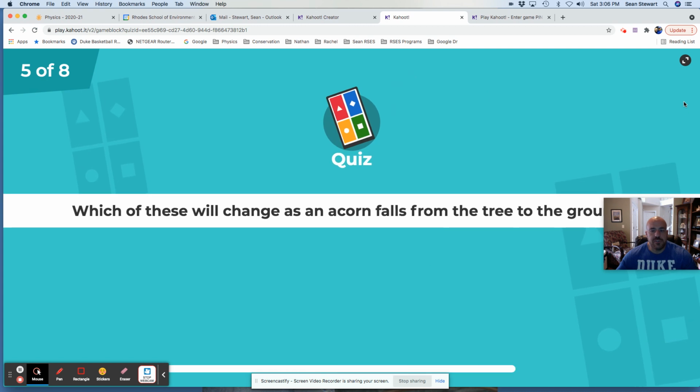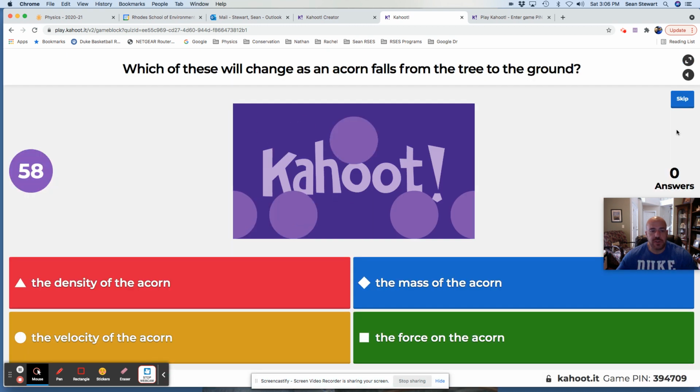Which of these will change as an acorn falls from the tree to the ground? What changes in that situation? Press pause. All right, density is kind of how much stuff is inside the acorn. That's not going to change. Mass, kind of like its weight, that's not going to change. The force, well, the only force pulling it's gravity, but it would speed up as it fell. It starts off slow and then goes faster and faster. So yellow is correct.